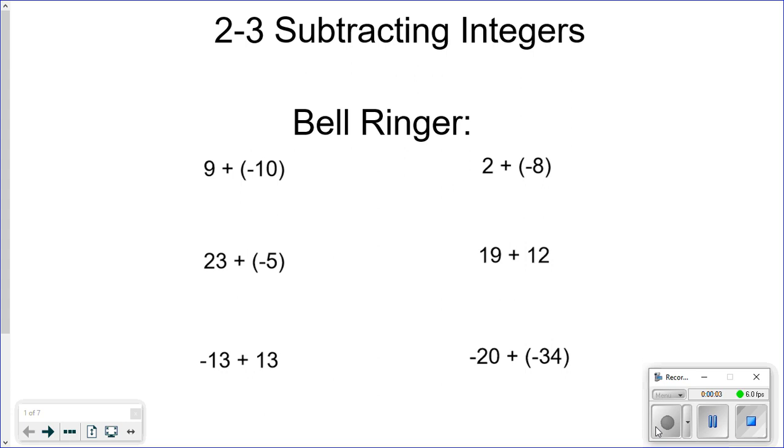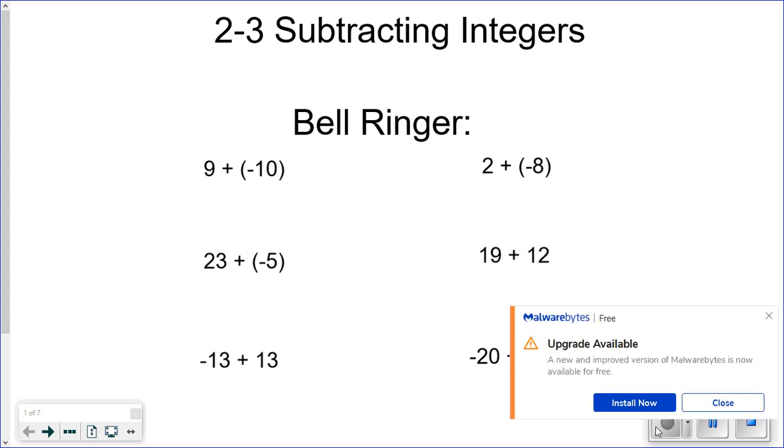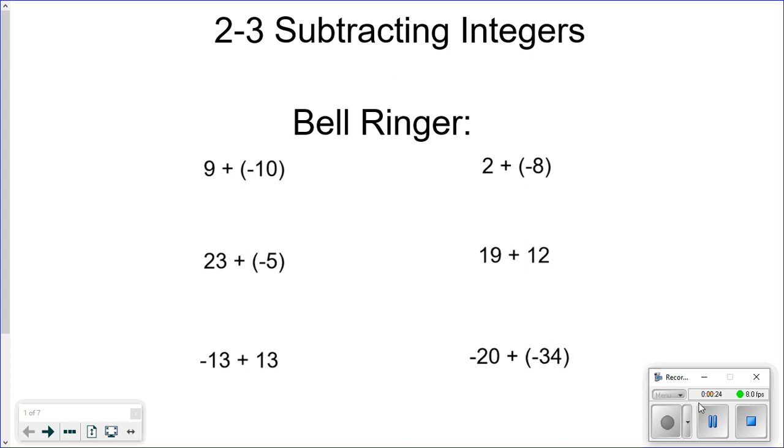Hi everybody, and we're back to lesson 2-3, subtracting integers. On the board I have a bell ringer ready for you to go, and if you just want to look at them quickly to make sure you remember how to do this from last lesson, that would be awesome. Some of you maybe use tiles, cats and dogs. I think a lot of you probably go with cats and dogs, or you just think about it in your head, whatever you want to do as long as you get the answer right. So let's just quickly go through these.